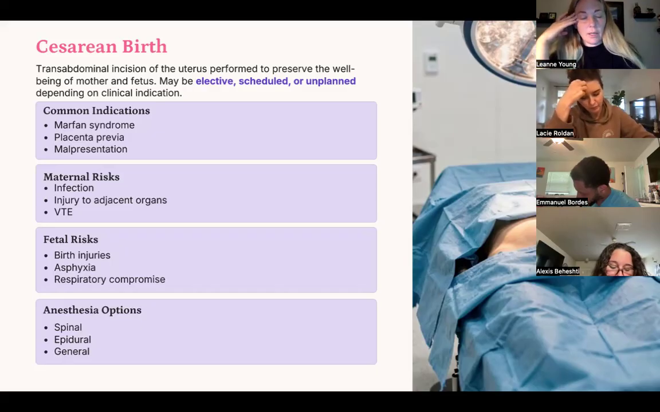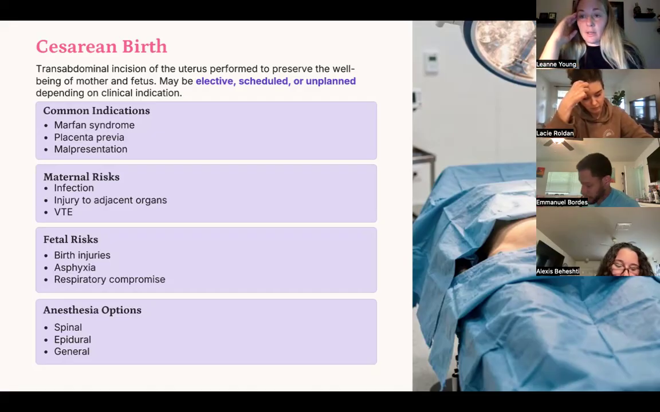With a C-section, the anesthesia options are typically a spinal if it's scheduled, an epidural if it's happening during labor, so she's tried to deliver vaginally and we have to convert to a C-section. Or in the most severe cases, we put the mom under general anesthetic, and that is for a stat C-section. That is when we are performing an emergency C-section. We typically are doing a general.